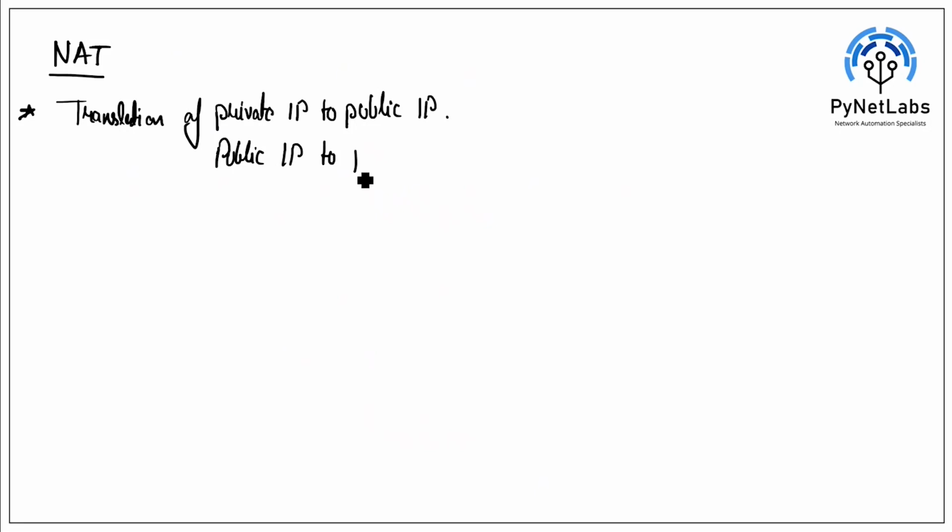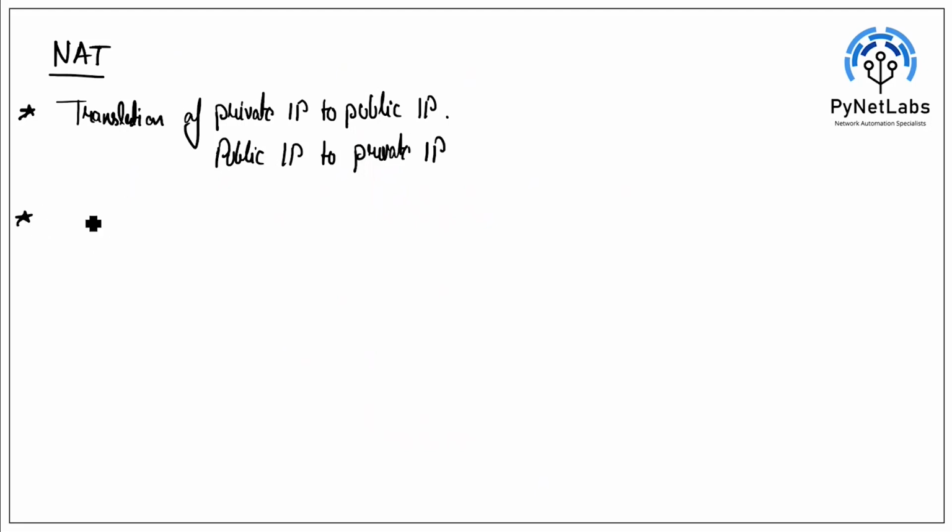So it is a method of translation of private IP. So we can say it's a translation of private IP to public IP, or from public IP to private IP. So there was a reason why network address translation was introduced.